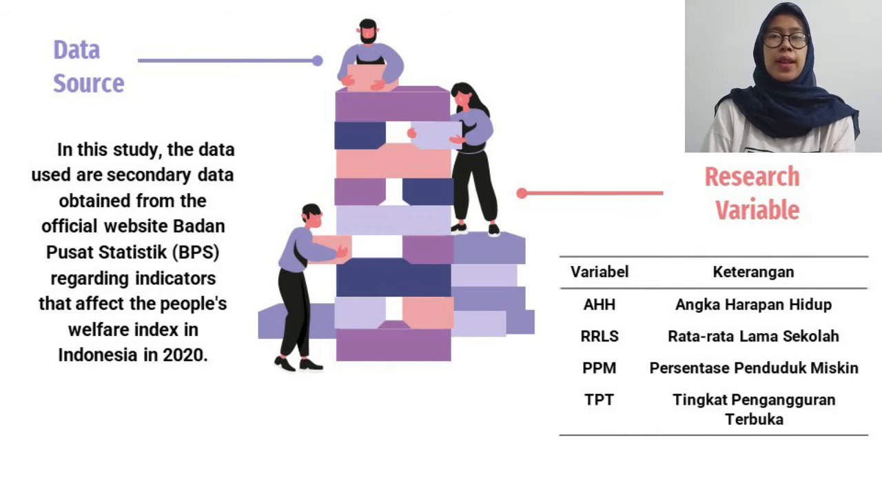Research variables. The following variables are used. First variable is AHH, or angka harapan hidup. Second variable is RRLS, or rata-rata lama sekolah. Third variable is PPM, or persentase penduduk miskin. Next variable is TPT, or tingkat pengangguran terbuka.